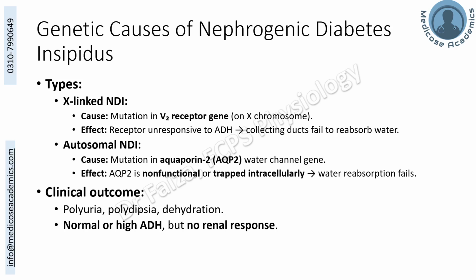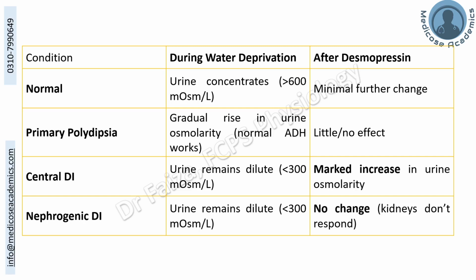Nephrogenic diabetes insipidus has multiple causes. Some genetic causes include mutation in the receptors of the ADH. Some autosomal causes include mutations in the aquaporin channels, and the clinical outcome in all of them is going to be polyuria, polydipsia, dehydration with normal or a high ADH level but no response to water deprivation or desmopressin. And this is going to help you out in comparing the normal response to water deprivation test and desmopressin challenge among patients of central and nephrogenic diabetes insipidus.